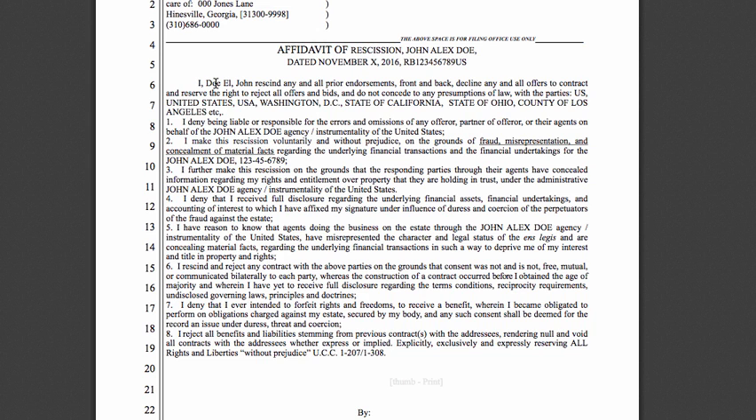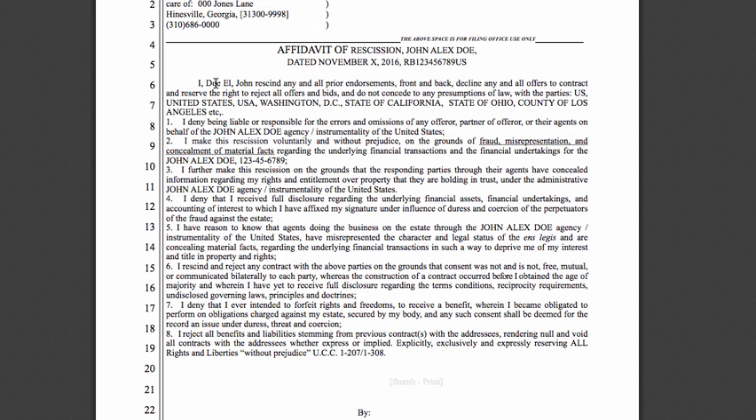I rescind and reject any contract with the above parties on the grounds that consent was not and is not free, mutual, or communicated bilaterally to each party, whereas the construction of a contract occurred before I obtained the age of majority, and wherein I have yet to receive full disclosure regarding the terms, conditions, reciprocity requirements, undisclosed governing laws, principles, and doctrines.